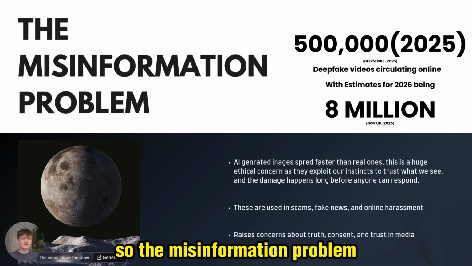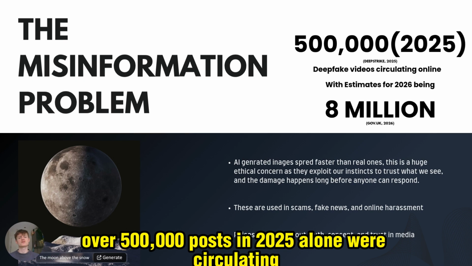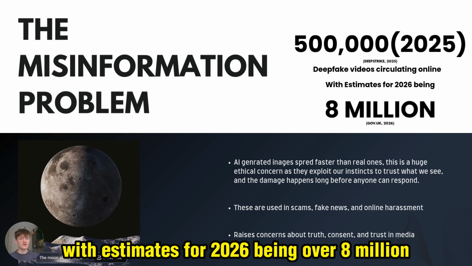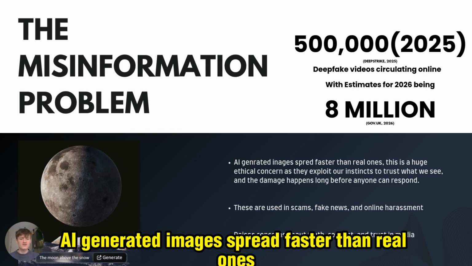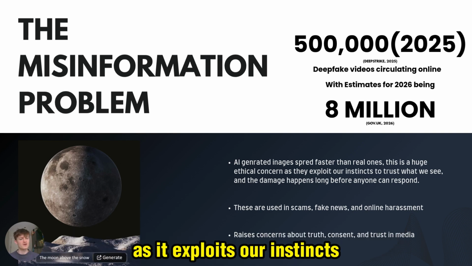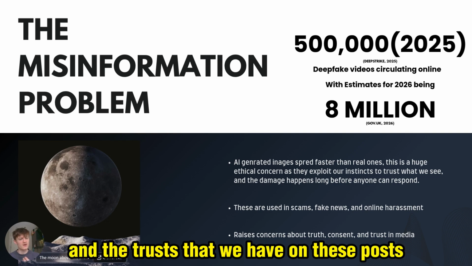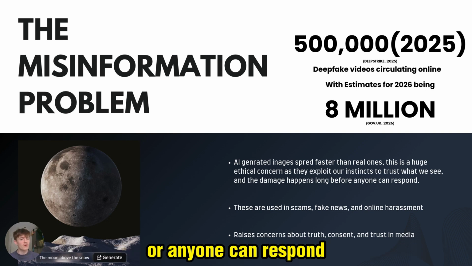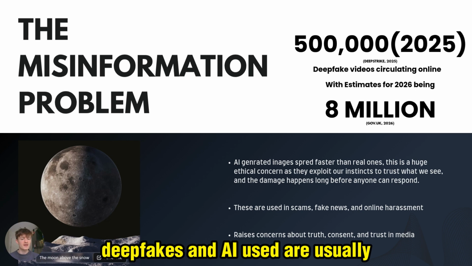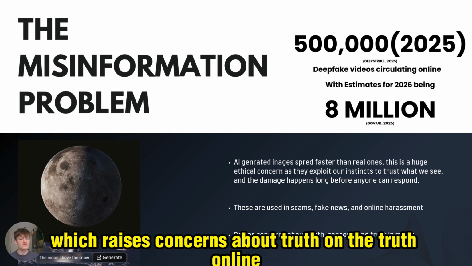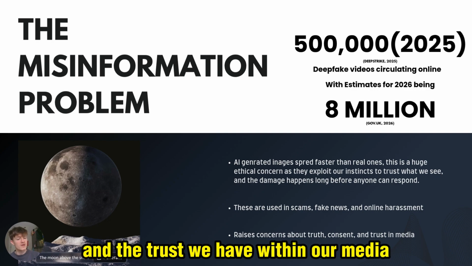So, the misinformation problem. Over 500,000 posts in 2025 alone were circulating which were deepfakes, with estimates for 2026 being over 8 million. AI generated images spread faster than real ones, and this is a huge ethical concern for us as it exploits our instincts and the trust that we have in these posts. And the damage happens long before anything or anyone can respond. Deepfakes and AI are typically used for scams, fake news, and online harassment, which raises concerns about the truth online, the way we consent online, and the trust we have within our media.